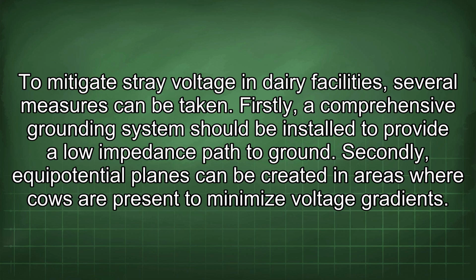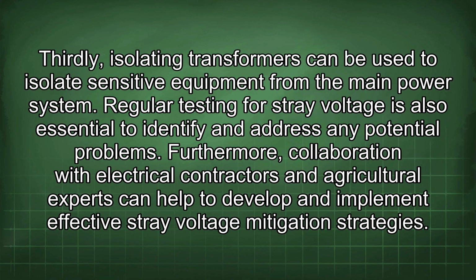Firstly, a comprehensive grounding system should be installed to provide a low-impedance path to ground. Secondly, equipotential planes can be created in areas where cows are present to minimize voltage gradients. Thirdly, isolating transformers can be used to isolate sensitive equipment from the main power system. Regular testing for stray voltage is also essential to identify and address any potential problems. Furthermore, collaboration with electrical contractors and agricultural experts can help to develop and implement effective stray voltage mitigation strategies.